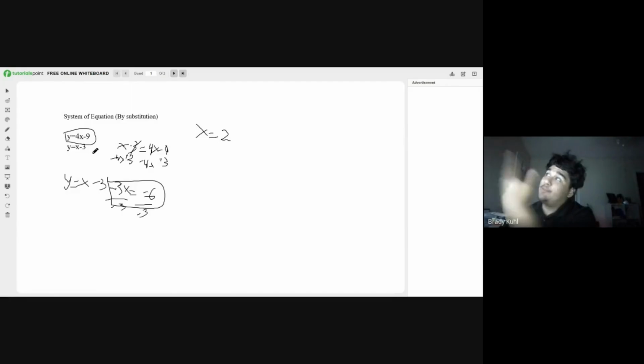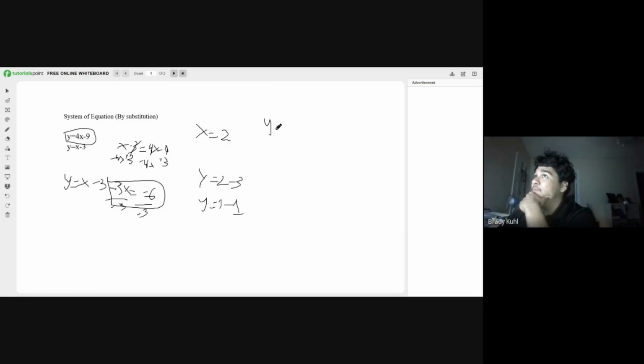Now you plug in x on both sides. Let's see. y equals 2 minus 3. y equals negative 1. Now, y equals 4 times 2 minus 9, equals, you guessed it, y equals negative 1.